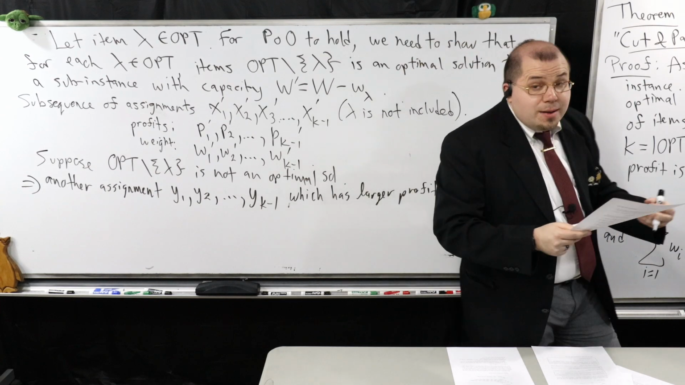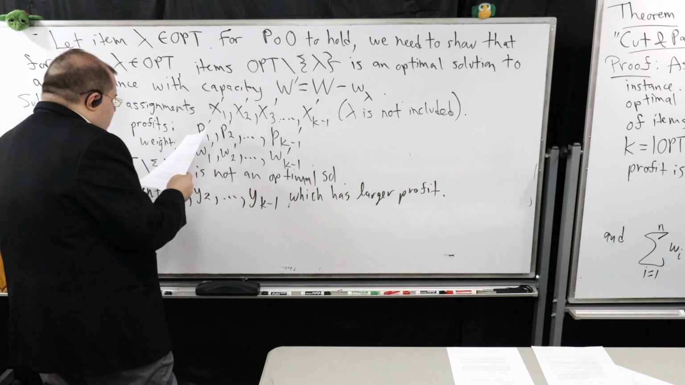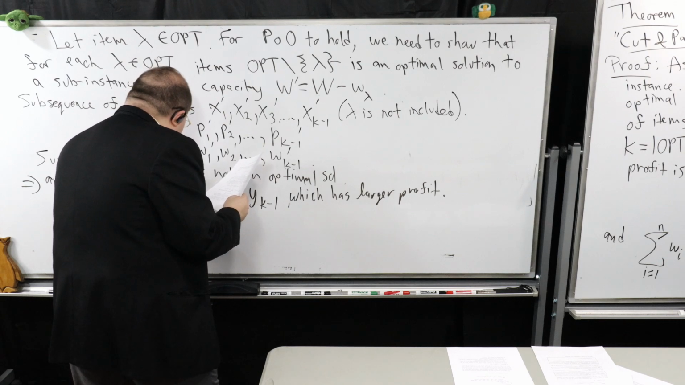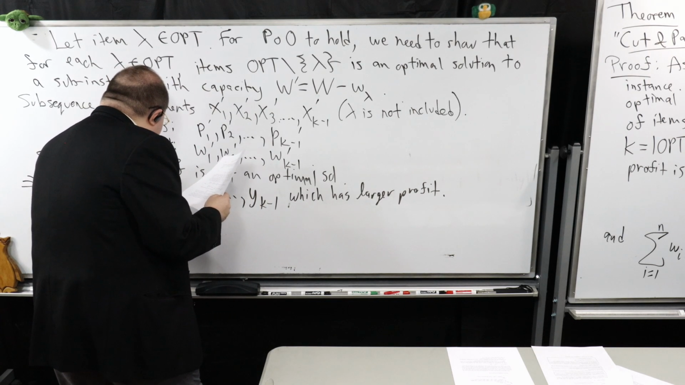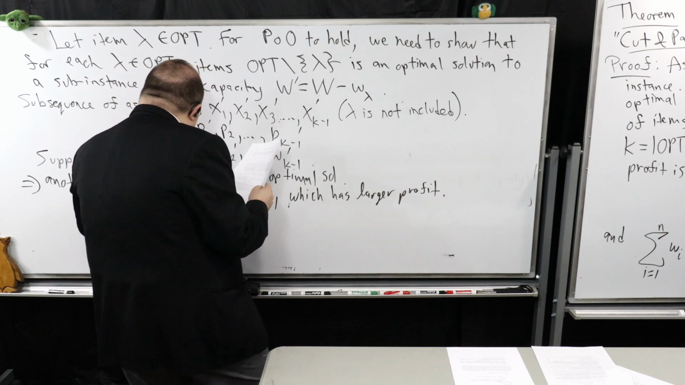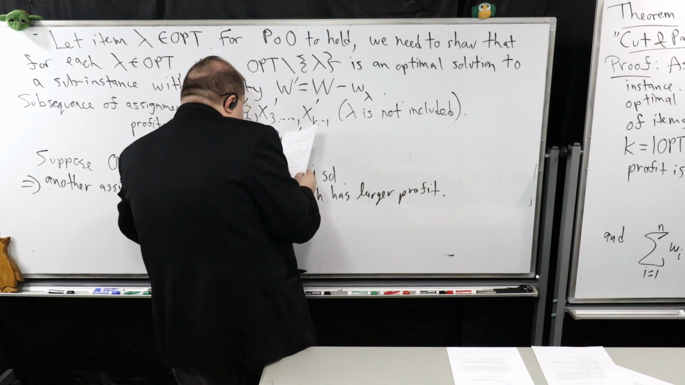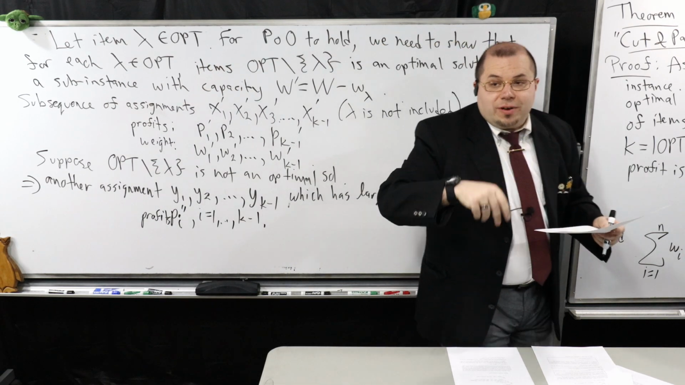So I'm just going to give names for these as well. I'll call them PI double prime for the profits for each one of these selections. So they're going to be PI double prime for I is equal to 1 all the way up to k minus 1. Now, here's the trick.